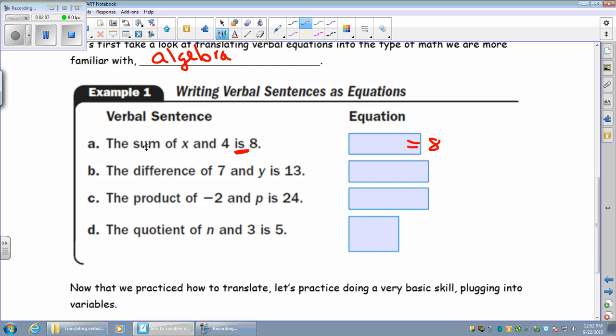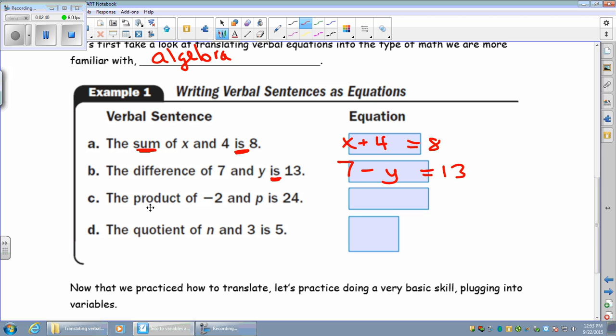Now it says the sum of x and 4. Sum is one of those words that you have to know. That means adding. So x plus 4 is equal to 8. Now we're going to solve this later on, but that's really all you need to do for this part. So we're just going to practice how to do something like this. So the next one, the difference of 7 and y is, there's that word is again, equals 13. And difference is one of those words that you need to know, means subtraction. So the difference of 7 and y is 13.